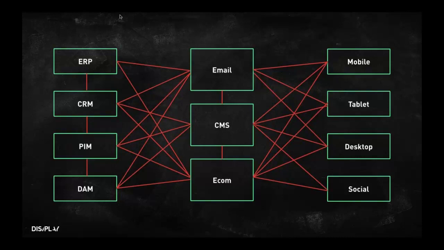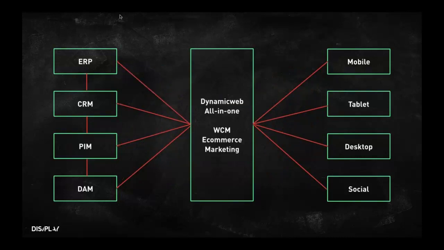But what we get with an all-in-one platform like Dynamicweb is that we combine the web content management, e-commerce and marketing inside one platform, and we can benefit from not just having a single source of publishing, but also have a single place to store our data on what people are doing on this.